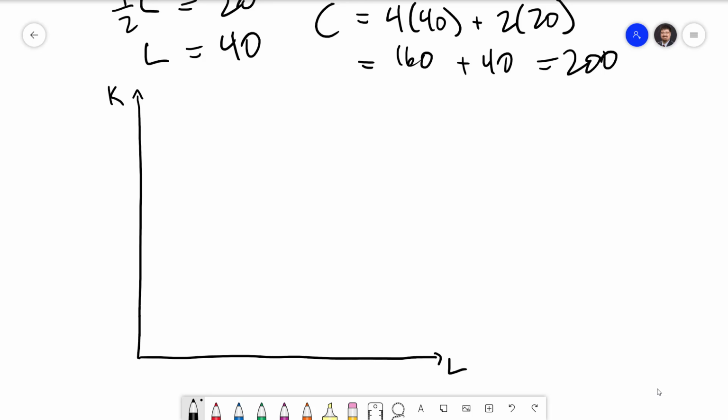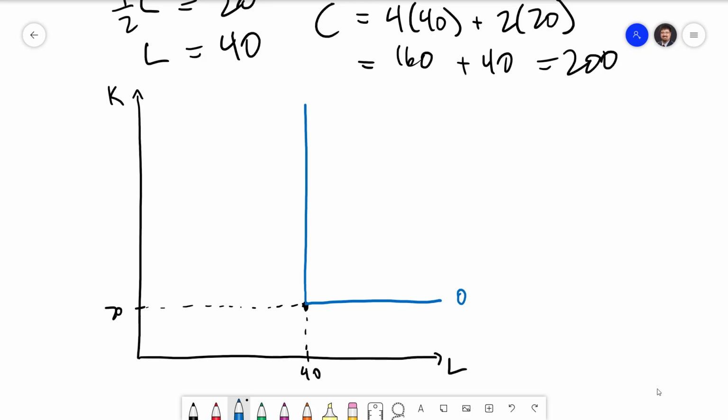First thing I'm going to do is identify our cost minimizing point, which was 40 and 20. It's going to be right about here. Next, I'm going to draw our isoquant, which is going to be an L shape with our cost minimizing point being the corner. This is our isoquant for Q equals 20. Our isocost is going to correspond with the total cost of 200 that we just found. So 200 equals WL, W is 4 this time, plus RK, R is 2 this time.